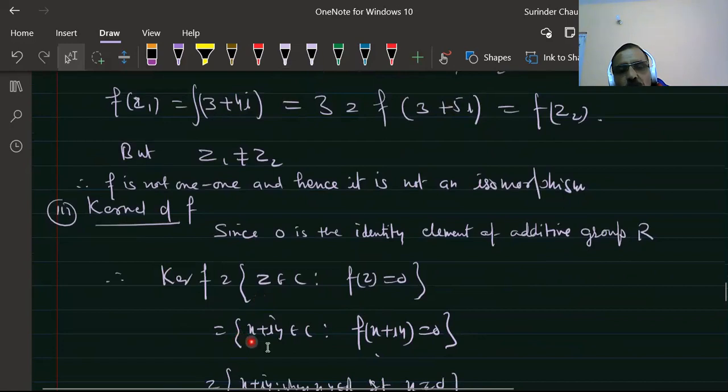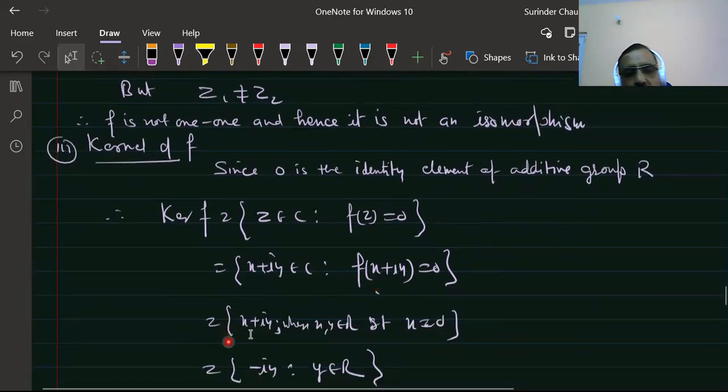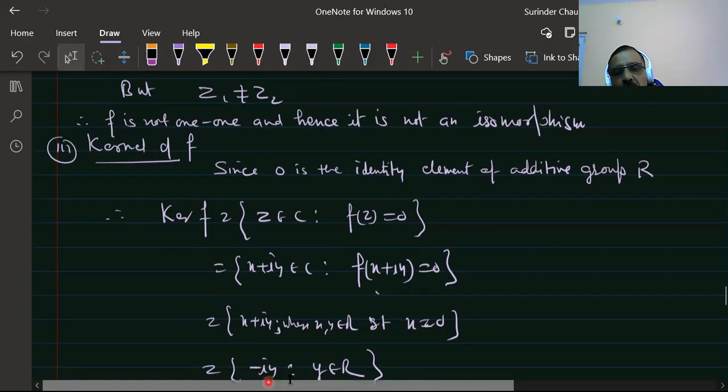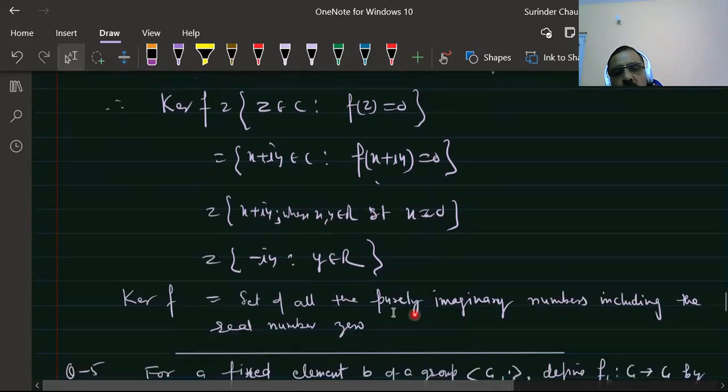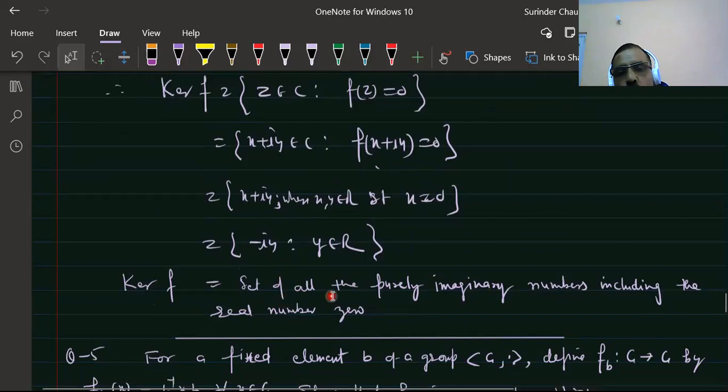So z is equal to x plus iy belongs to C, where x and y are real numbers. So this is f of x plus iy equal to 0. For this to be 0, x is a real number such that x is equal to 0. If you put x equal to 0 here, then the kernel of f consists of iy. So this implies the kernel is the set of all purely imaginary numbers, including 0.